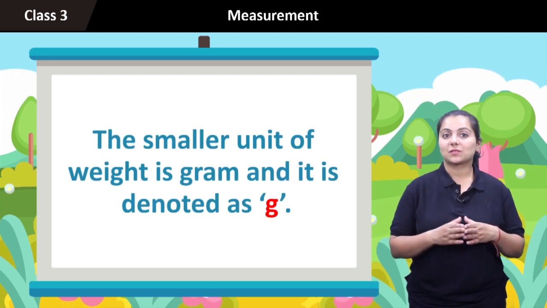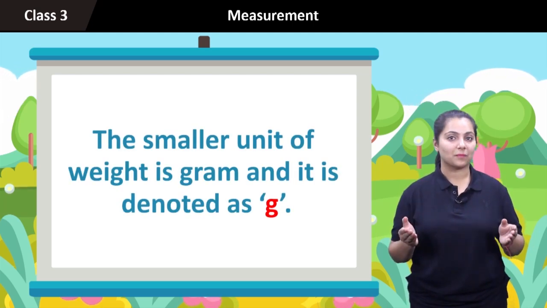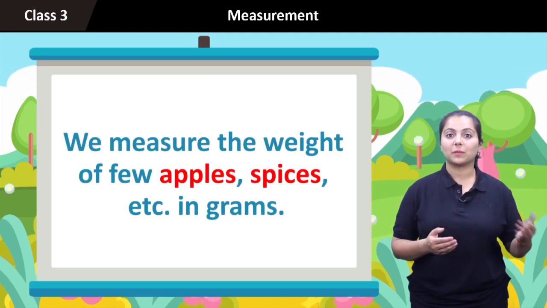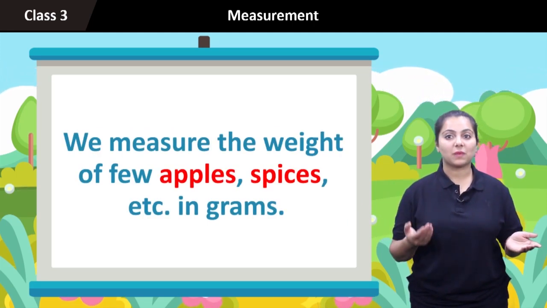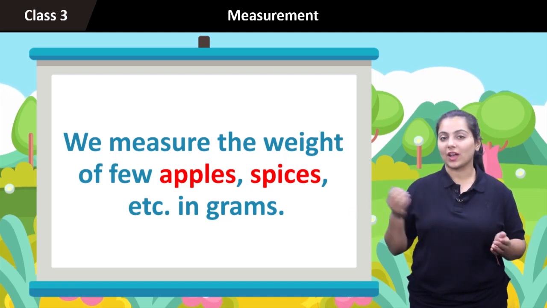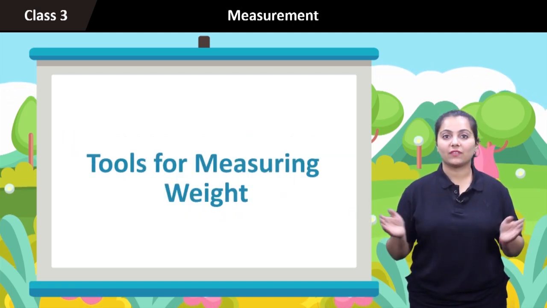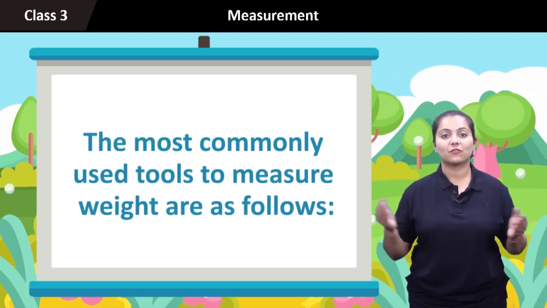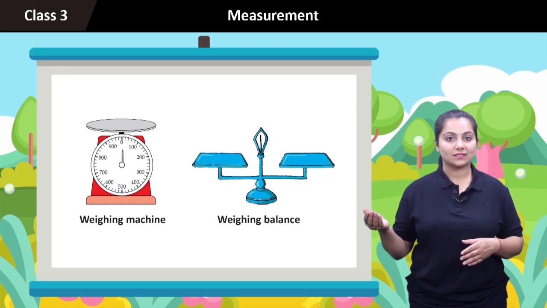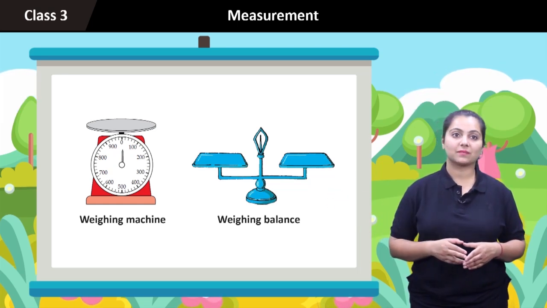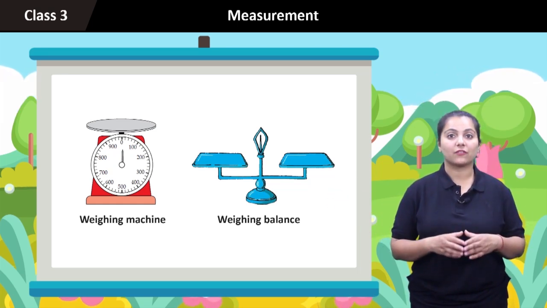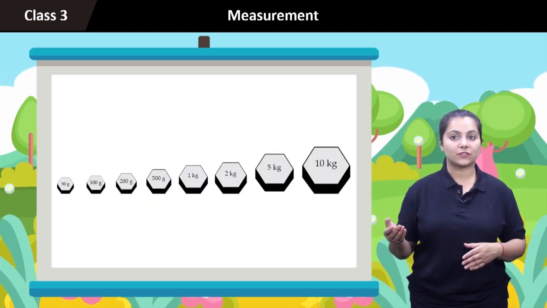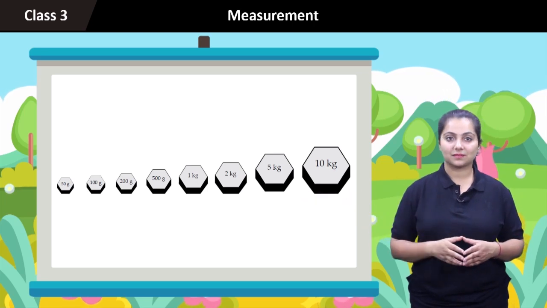Gram. The smaller unit of weight is gram and it is denoted as g. For example, we measure the weight of a few apples, spices, etc. in grams. Tools for measuring weight. The most commonly used tools to measure weight are the weighing machine and the weighing balance. In the most common balance, weighing bars of the following denominations are used: from 50 grams to 10 kgs.